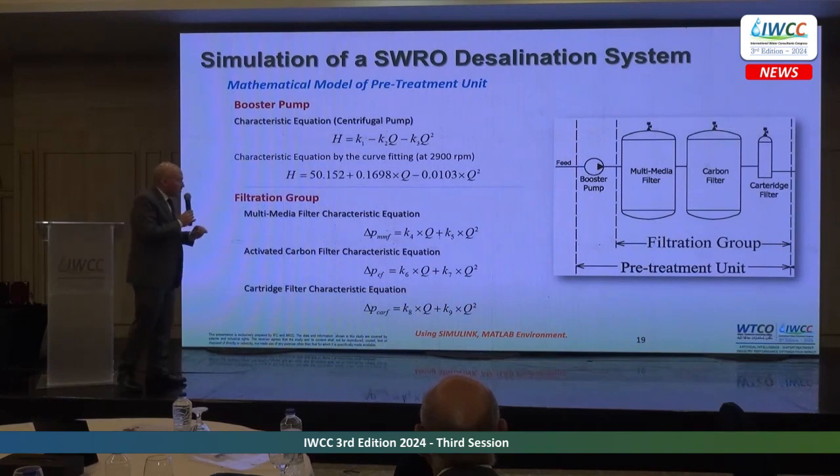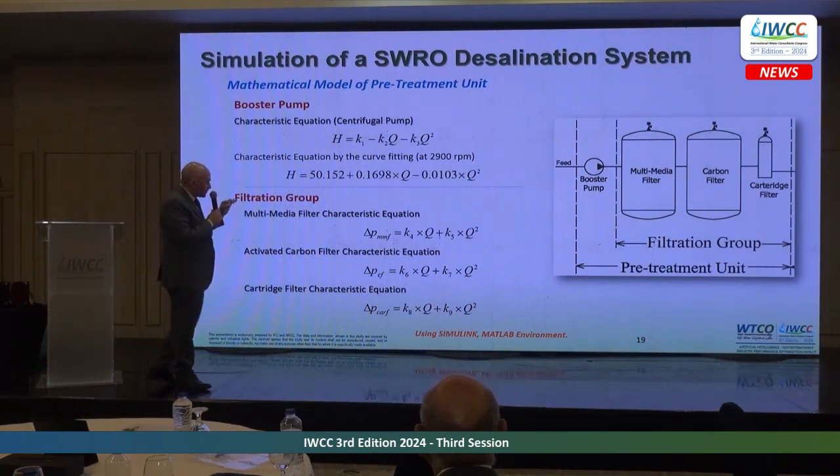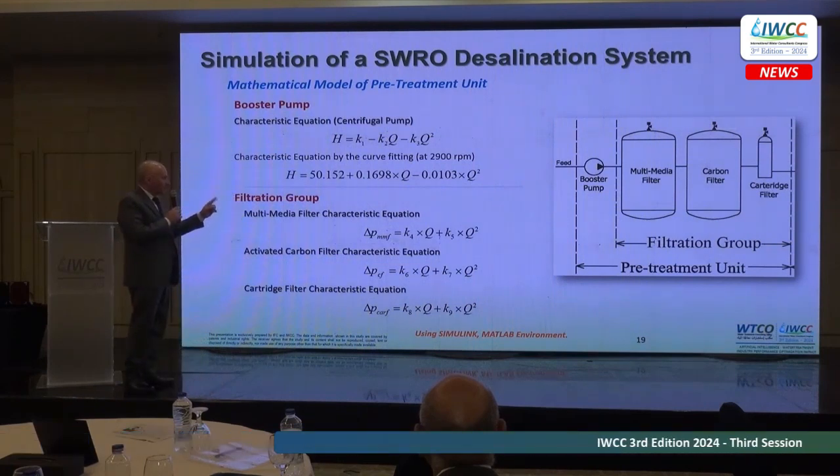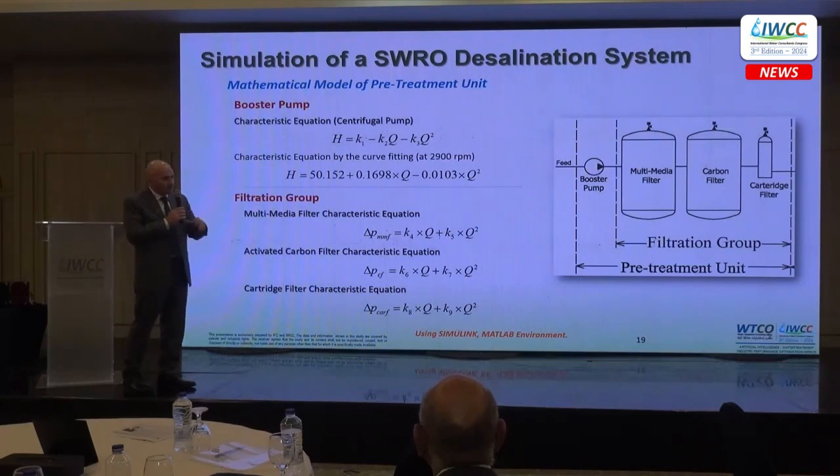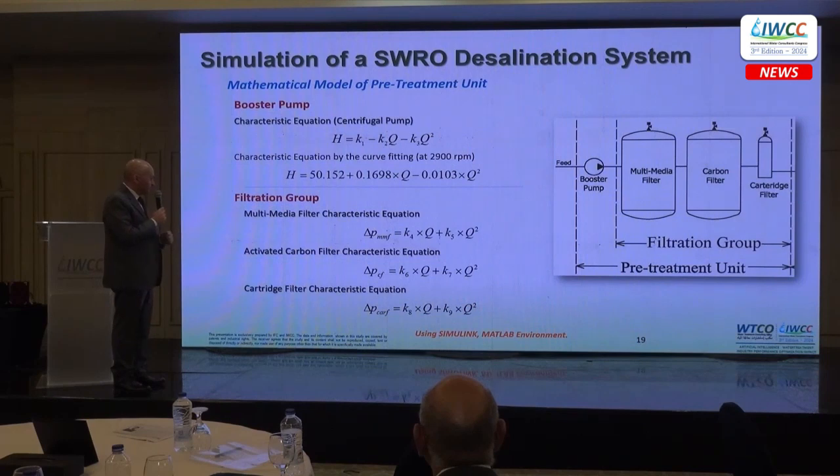For each item, we start by defining the governing characteristic equation. For the centrifugal pump, we define the specific curve for this pump, and then the equation for the multimedia filter and the carbon filter. Of course, carbon filters are not commonly used now, but it is our case. And this equation governs the characteristic of each item.